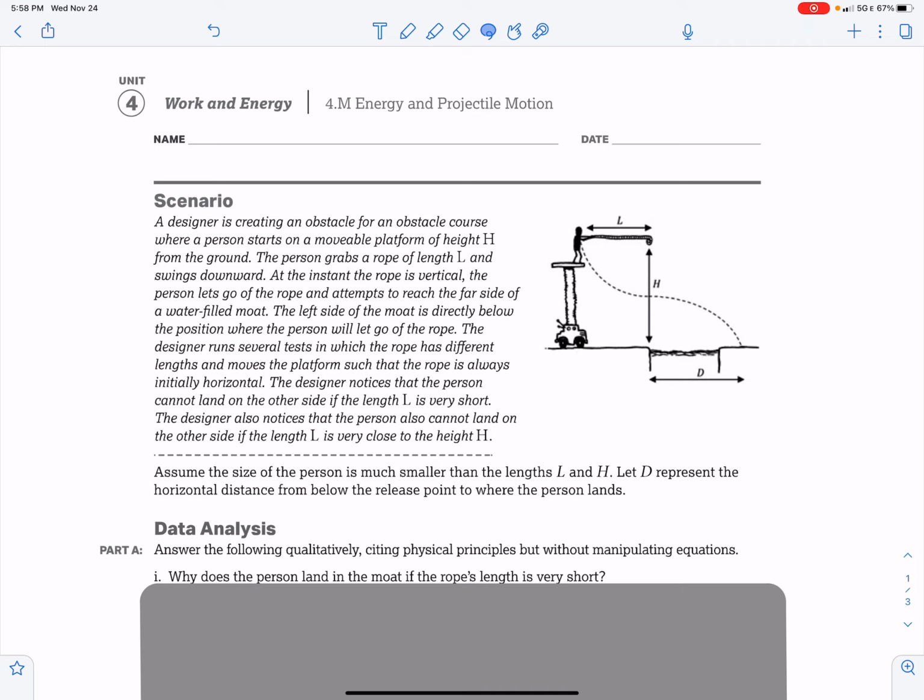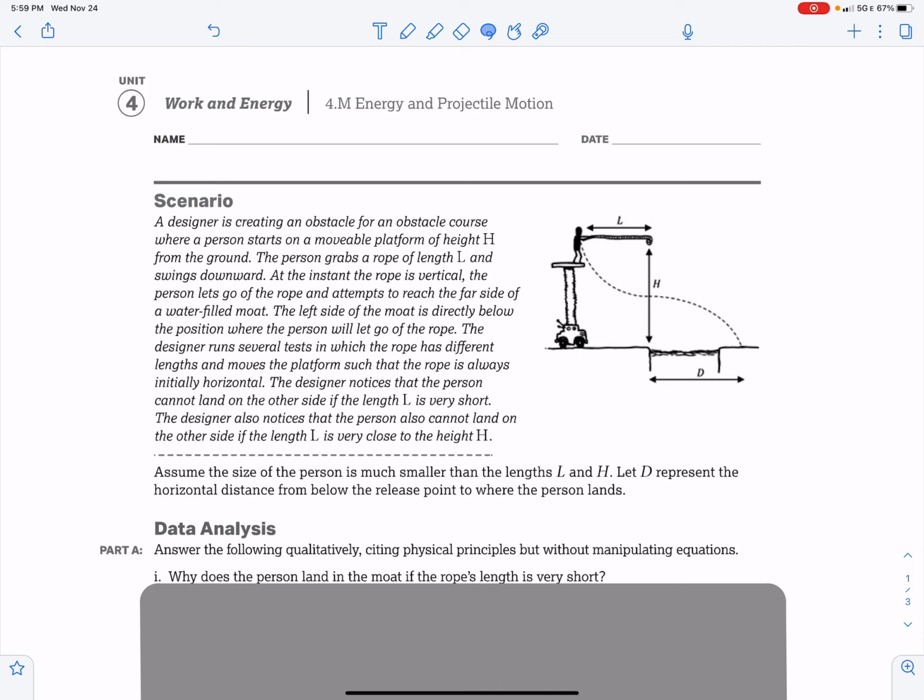The designer notices that the person cannot land on the other side if the length L is very short. The designer also notices that the person cannot land on the other side if the length L is very close to H. In other words, the length of the rope is very long. So a very short rope doesn't work. Very long rope doesn't work.